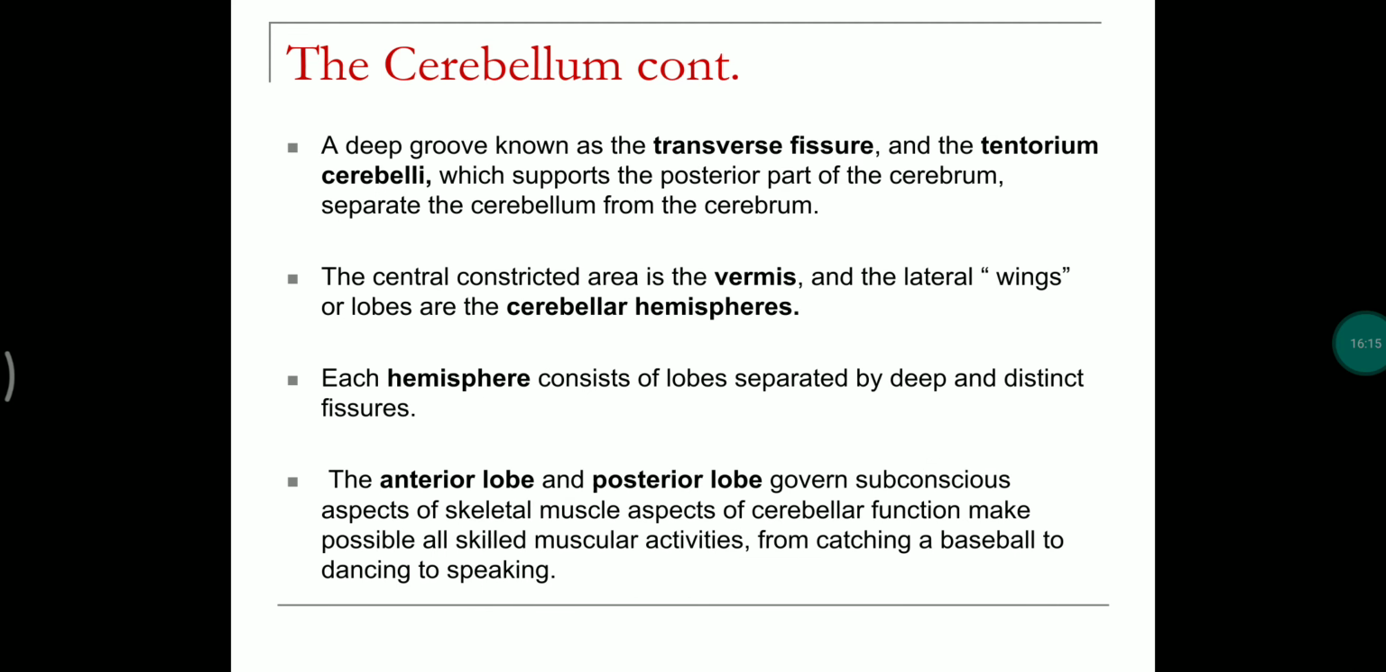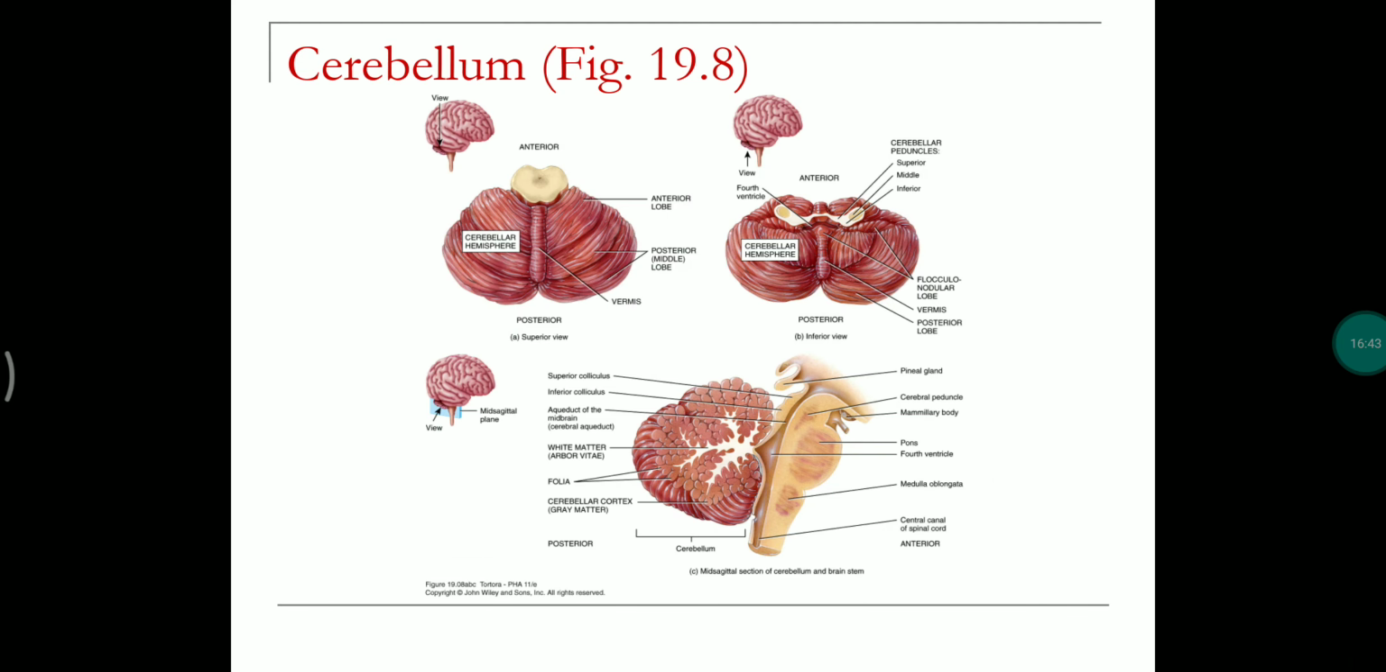And as we already studied, the tentorium cerebelli separates the cerebrum from the cerebellum, and there is a constricted area called the vermis. On either side of the vermis are the cerebellar hemispheres. Each hemisphere consists of lobes separated by fissures. So here the white structures are called arbor vitae and the grooves are called folia.